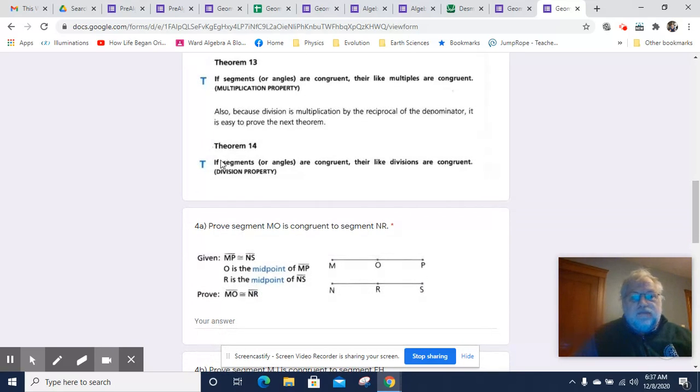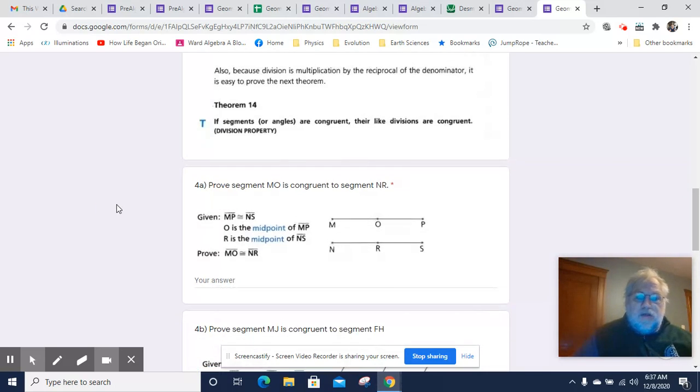And because division is just the reciprocal of multiplication, we can use the same thing with division. So if segments or angles are congruent, their like divisions are congruent. If we divide them by the same number, the quotients are also congruent. This is called the division property. So oftentimes you're going to have to think about whether division or multiplication is involved.